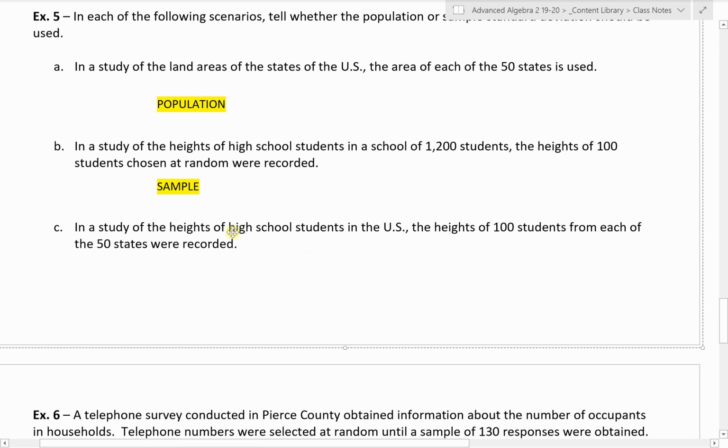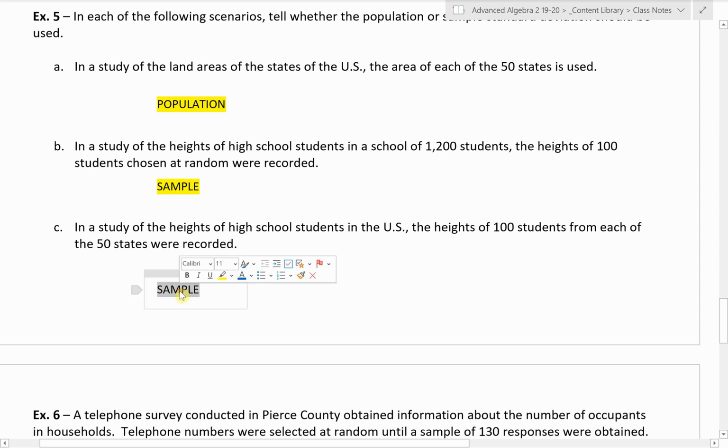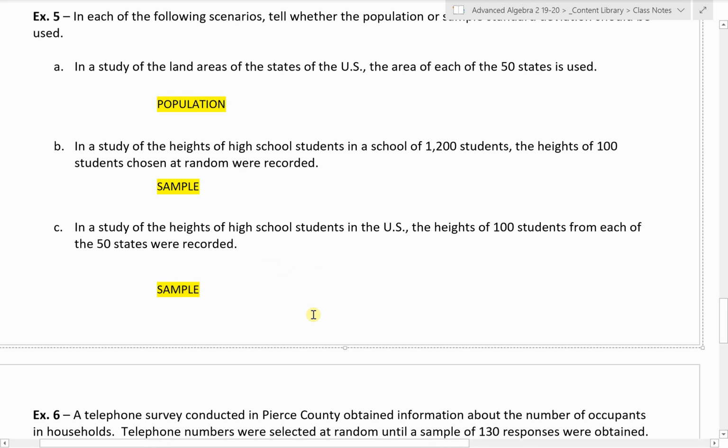But all of the high school students in the U.S. is well more than 5,000. It's much more like 5 million or more. This is clearly just a tiny fraction of all of the high school students. So even though they're getting students from every state, this is clearly a sample. And you could argue whether it's even a well-designed sample, because if you get 100 students from North Dakota, that's not an equal representation if you take 100 students from California, when California has 20 times as many people, right?